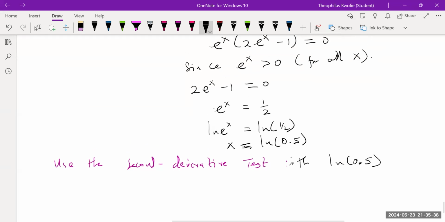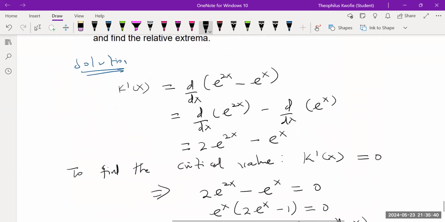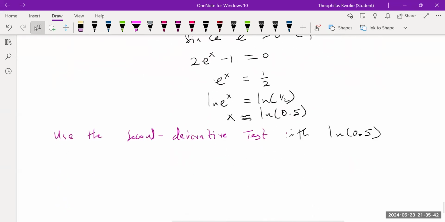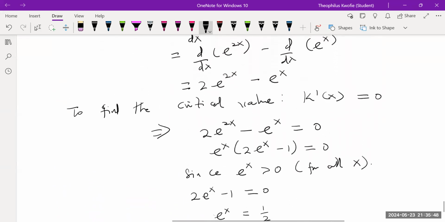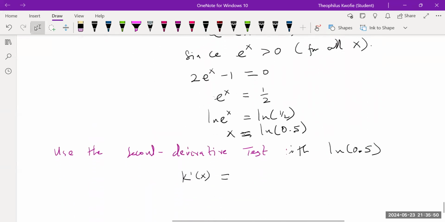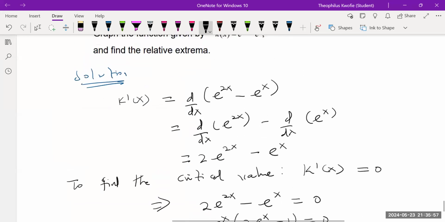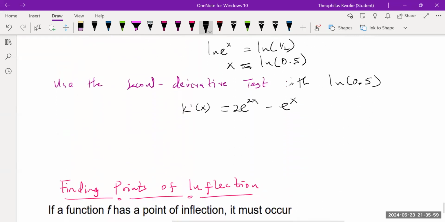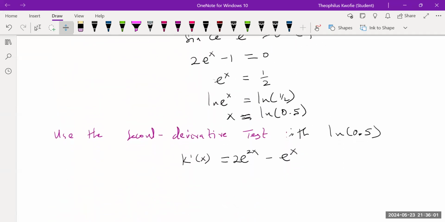But what would be the second derivative? Remember, so far we have not found the second derivative. We only have the first derivative. Remember, the first derivative was given as what? I think we had 2 multiplying e to the power 2x minus something like that. That's what we had for the first derivative. Now, what would be the second derivative of this particular function?